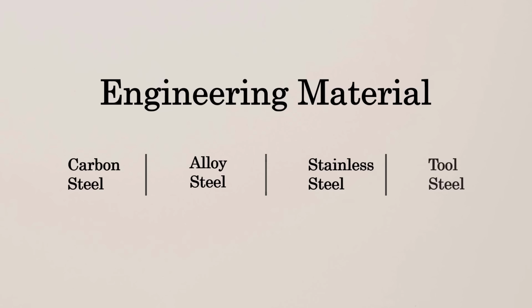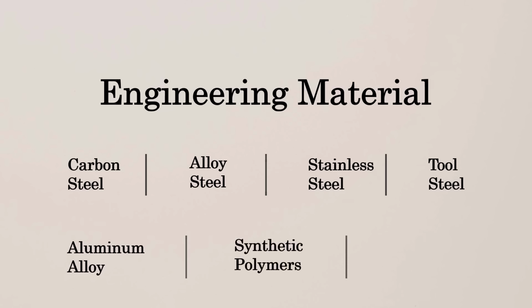So hi there, this is Ayush from Master Mechanical Design, and welcome to the first lesson of engineering materials. In this series, we will cover all the most commonly used engineering materials: all types of steels, carbon steels, alloy steels, stainless steel and tool steel, along with aluminum alloys, different synthetic polymers and engineering rubbers.